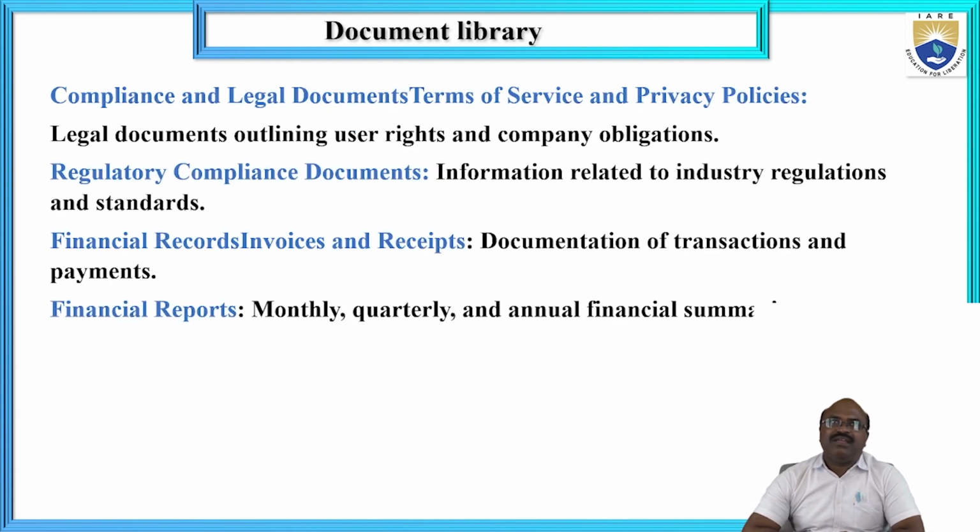The document library should have some things. One is compliance and legal documents, terms of service and privacy policies. The legal documents outline user rights and company obligations, which are also required. Then the regulatory compliance documents come under information related to industry regulations and standards, and financial records, invoices and receipts. That is also one type. Here, the documents of the transactions and payments.